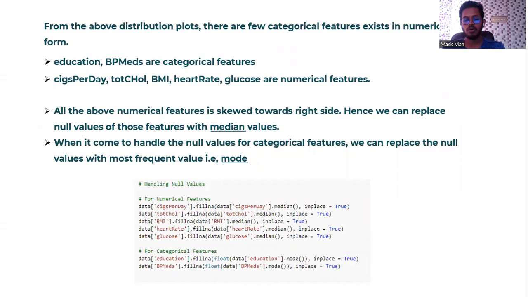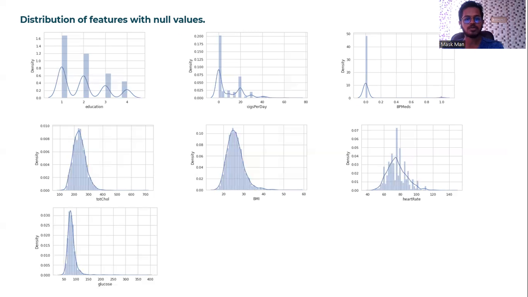So from all the above, we can observe that all the continuous features are skewed towards the right. That means they are positively skewed. So we can replace the null values of those features with the median value. And if you see education and BP meds, which are discrete features, we can replace the null values of those features with the most frequent value, that is nothing but the mode. So here we handle the null values.